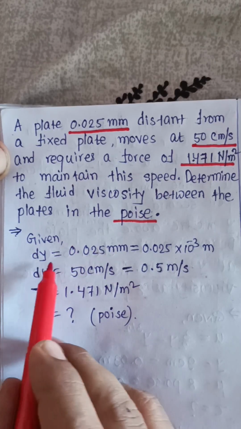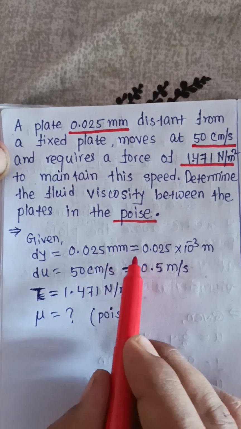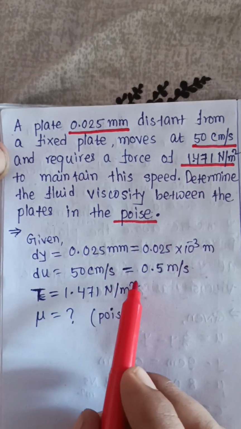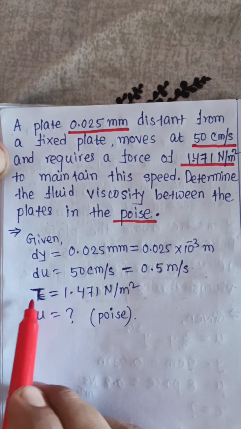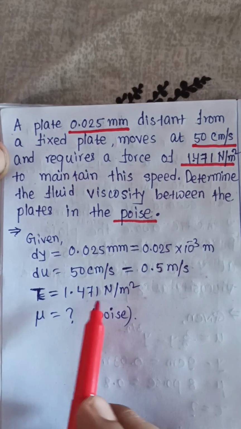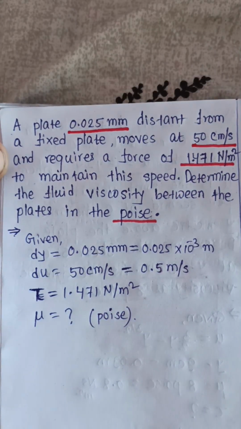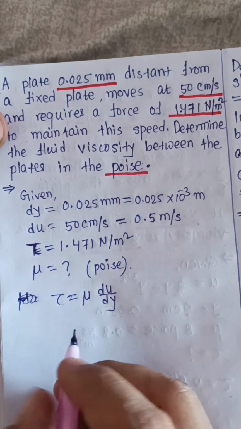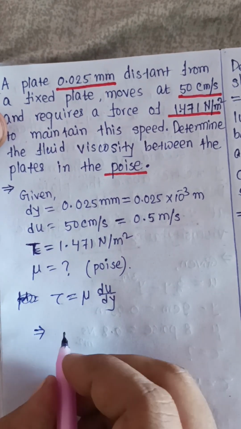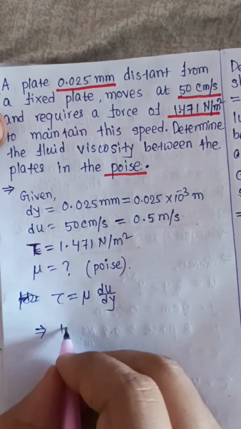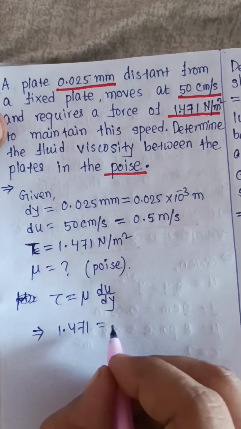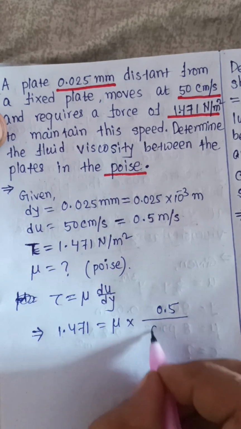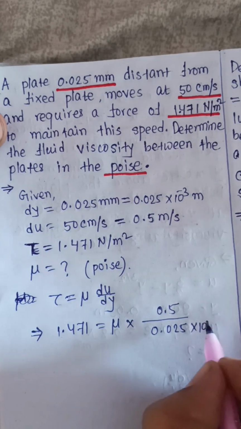Given dy is equal to 0.025 mm, that is 0.025 into 10 to the power minus 3 meter. du is 50 centimeter per second, that is equal to 0.5 meter per second. Tau is also given, 1.471 Newton per meter square. So you have to calculate mu. From Newton's law of viscosity, tau is equal to mu du by dy. Tau is 1.471, mu you have to determine, du is 0.5, and dy is 0.025 into 10 to the power minus 3.